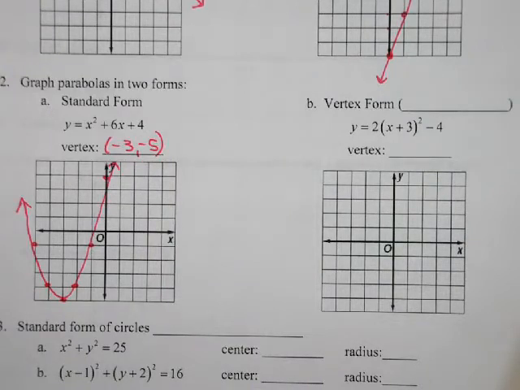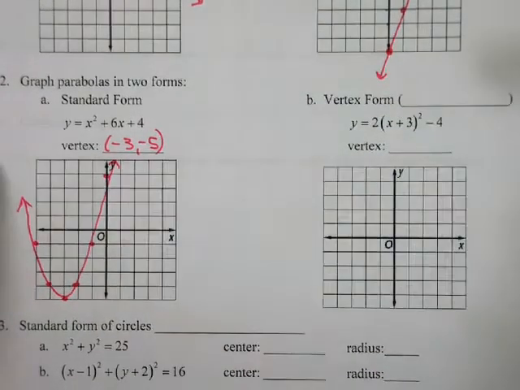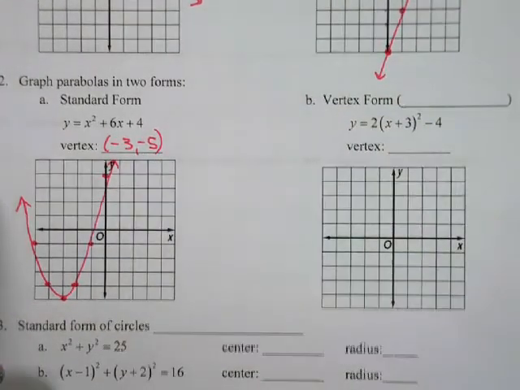We like it better when it's in vertex form, right? Because if it's in vertex form, then we can just look at it and say, hey, there's the vertex, here's my slope, here's which way it opens, all of those fun things.